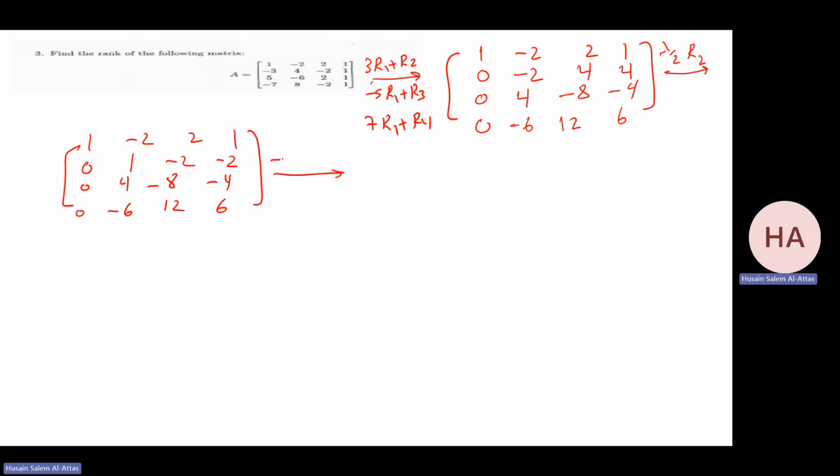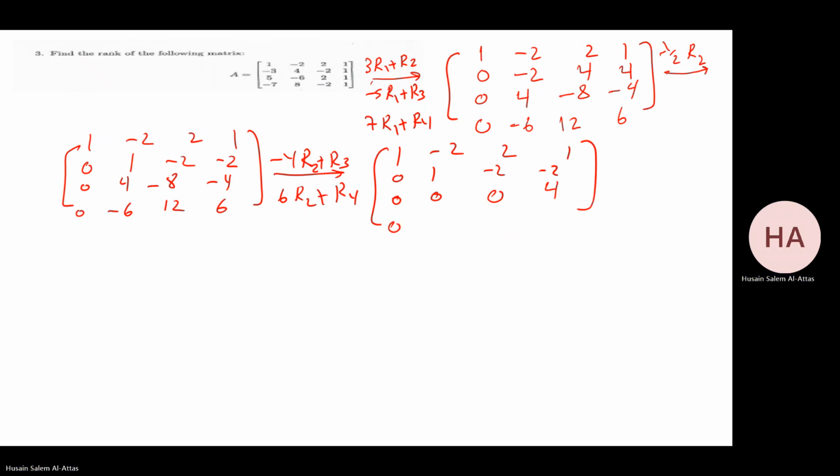Now multiply the second row by minus 4 and add it to the third, and the second row by 6 and add it to the fourth. 0, 1, minus 2, minus 2. 0, minus 4 and add it, that will be 0. Minus 4, 8 minus 8, that will be 0. Minus 4, 8 minus 4, that will be 4. 0.